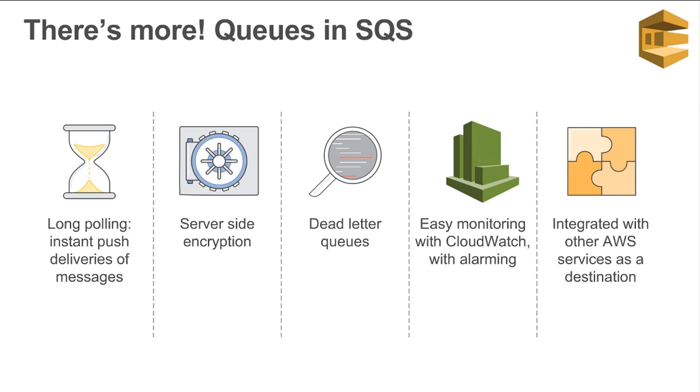And SQS is also tightly integrated with other AWS services as a destination. Any service that sends out notifications typically has SQS as a destination. An example is S3. You can configure an S3 bucket to send you notifications about putting items to a bucket. They can be delivered to an SQS queue as a destination.